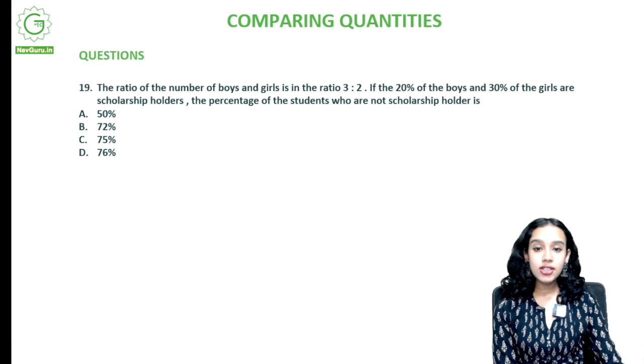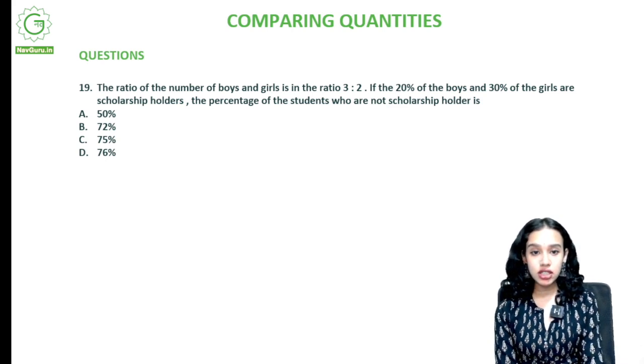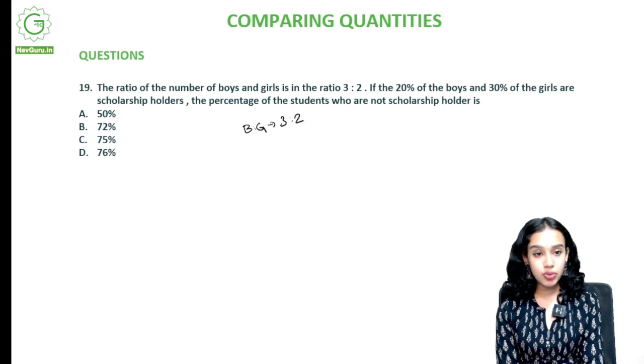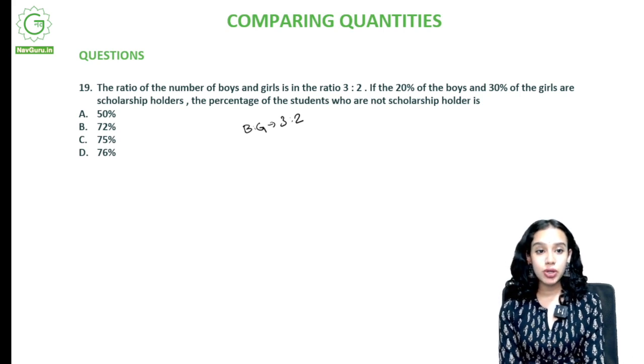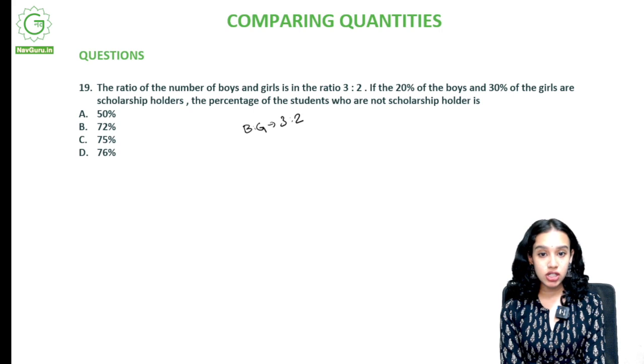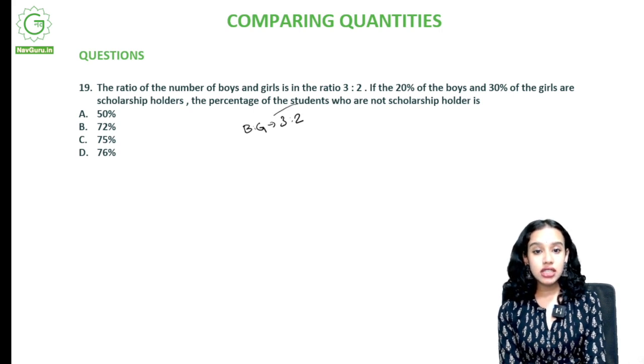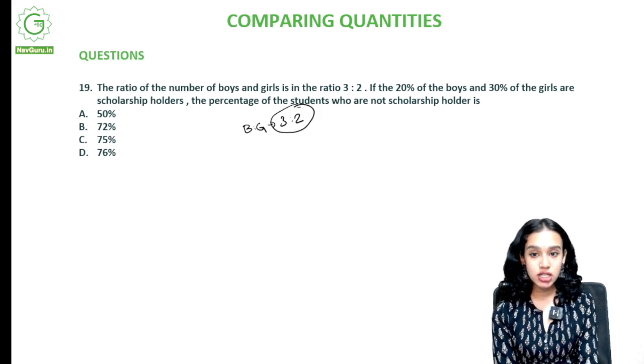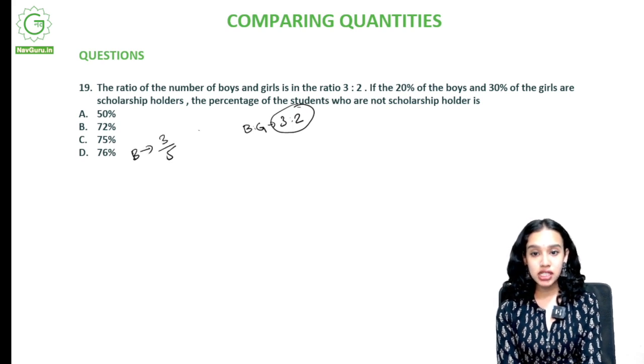Now, the numbers of boys and girls are in the ratio 3:2. So, boy to girl ratio is 3:2 here. If 20% of the boys and 30% of the girls are scholarship holders, the percentage of students who are not scholarship holders is? So, 20% of the boys and 30% of the girls are scholarship holders. Okay, now this is the ratio of boys to girls. So when we are talking about boys, we have 3 by 5 parts of boys and we have 2 by 5 parts of girls, right?